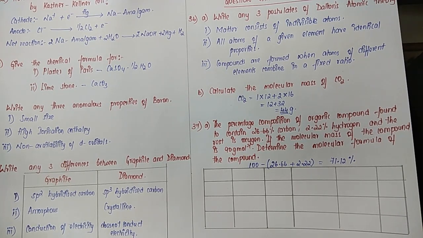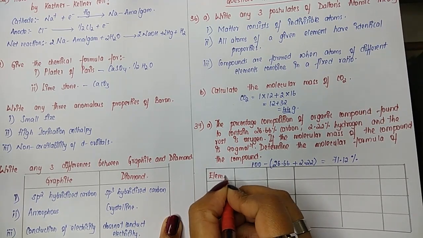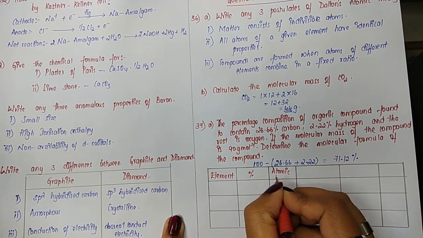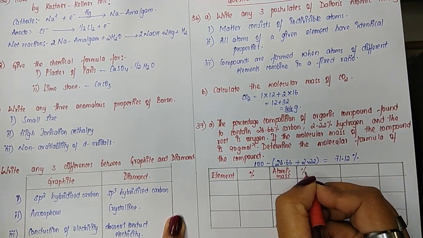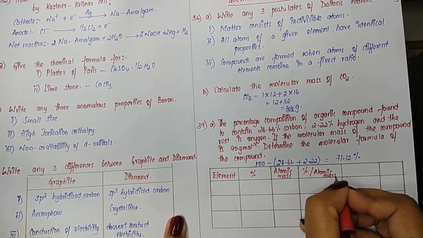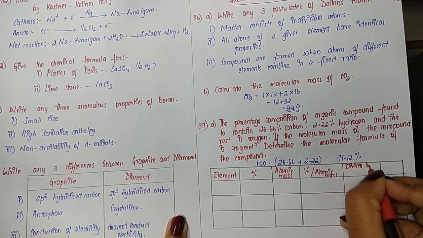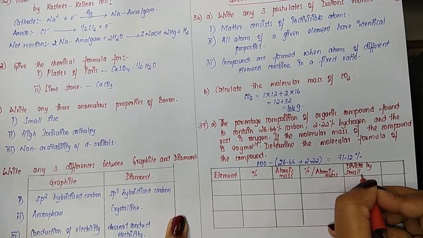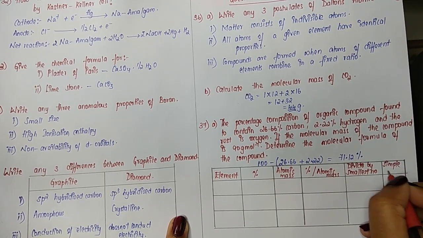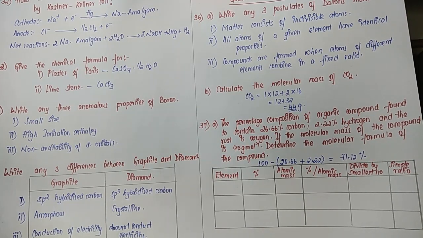So here we have a table. In this case, we can just fill up the headings: element, percentage, atomic mass. Then you have percentage by atomic mass. And then we have divide by smallest number, and then we have the simple whole number ratio. So simple table, just follow the headings and we're going to calculate it.